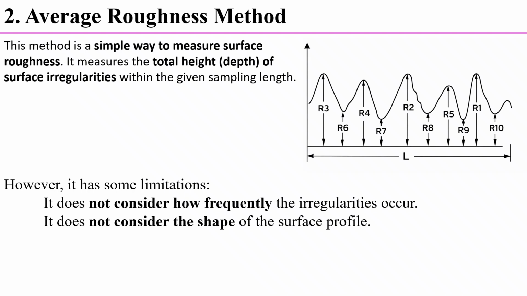So this method is a simple way to measure the surface roughness. It measures the total height of surface irregularities within the given sample length. However, this method has a few limitations. One is that it does not consider how frequently the irregularities occur, and it does not consider the shape of the surface profile. So these are the limitations of this Rz method.